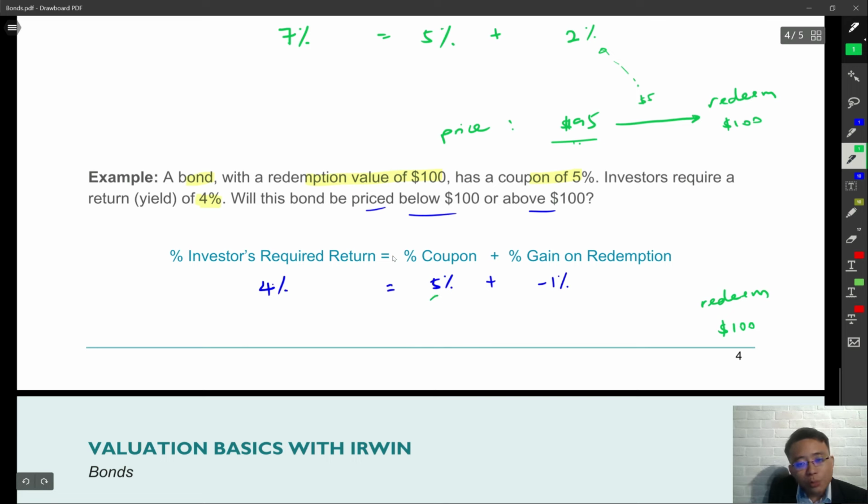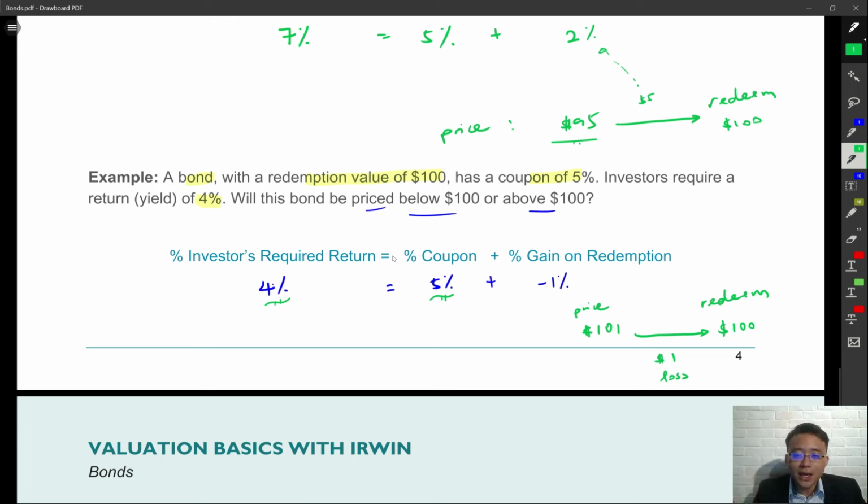Why? The coupon is so generous. It's 5, and all I need is 4, really. So I can fight for this bond. I can bid at a higher price for this bond. In fact, I would say I wish to buy this bond maybe at $101. Now, someone who hears this may say, hey, but Irwin, you're going to lose $1 here, right? You buy it at 101, upon redemption, you're only going to get back 100.